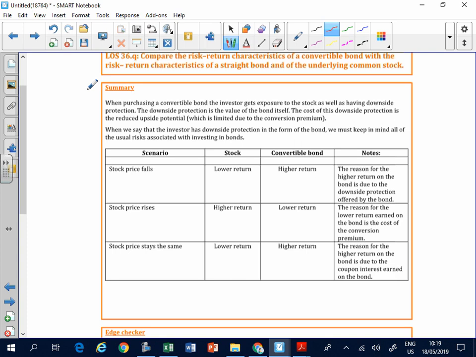If the stock price rises, high return over here. Why lower return over here? Well, you haven't converted yet. You're still earning a coupon, which, remember, was issued at lower rates. You are still earning a lower rate, and it's still more bond-like than stock-like, so the return is lower. And if the stock price stays the same, over here low return, high return. Why? Because you're earning interest, coupons.